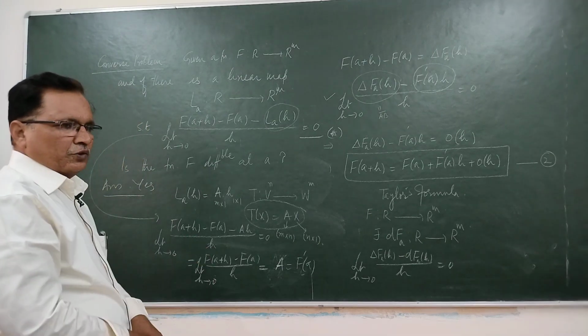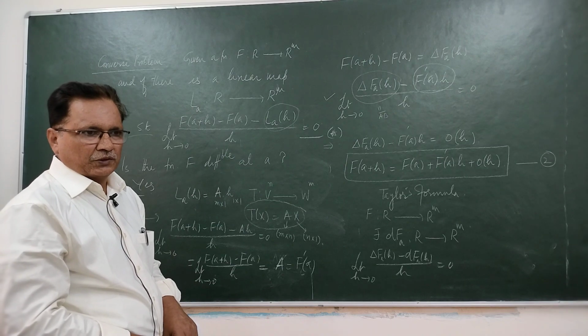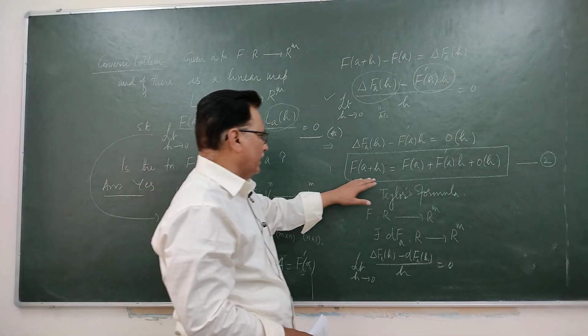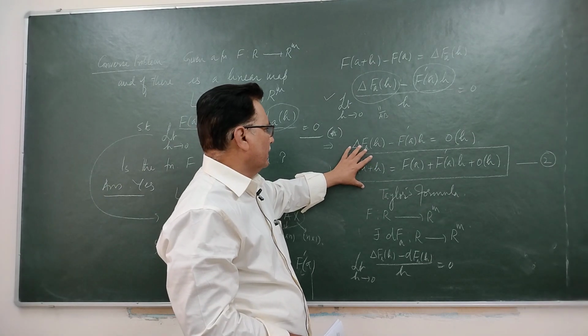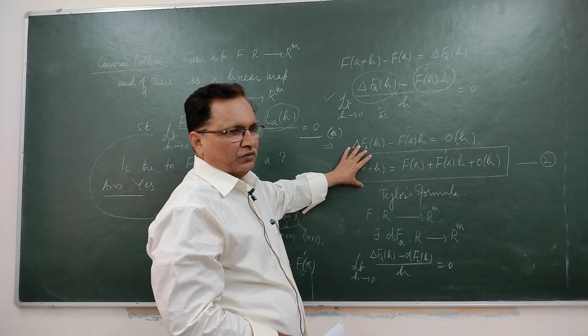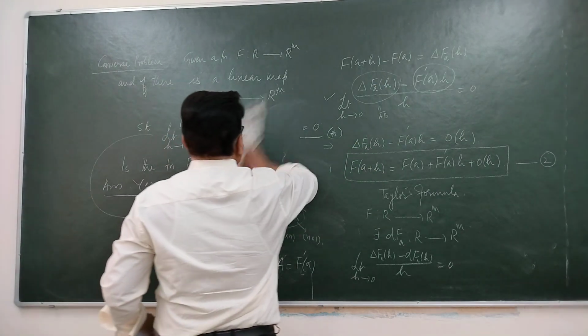So the converse is also true. That means the derivative exists whenever the star condition holds. So whatever I have said over here is in fact necessary and sufficient. So this formula in fact defines the derivative for functions at least from R to R. Alright.